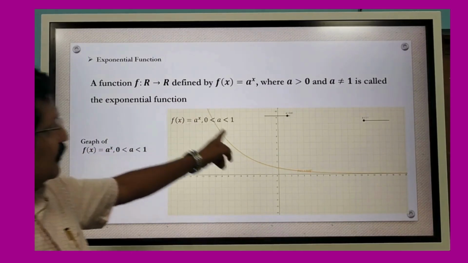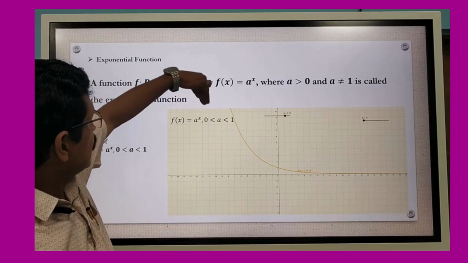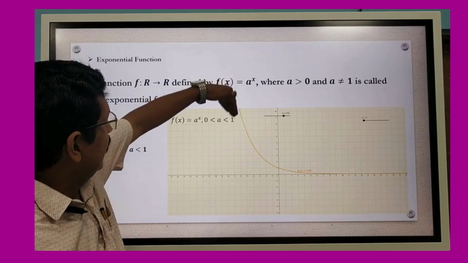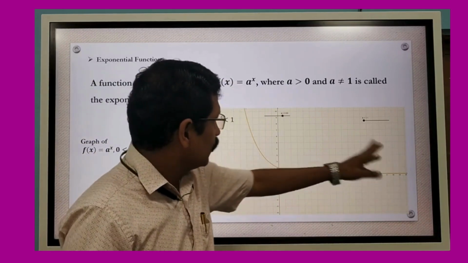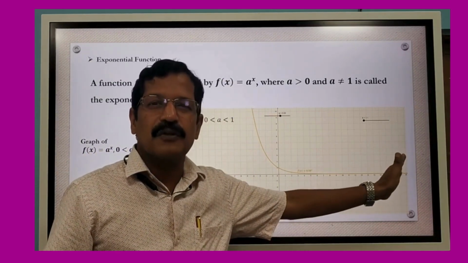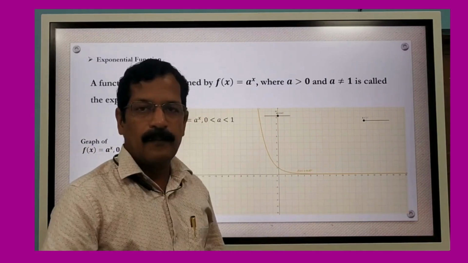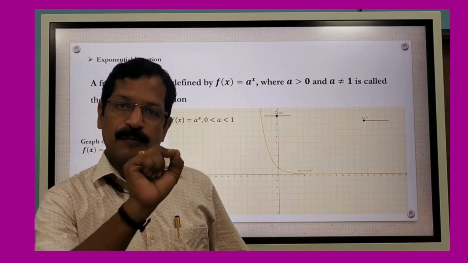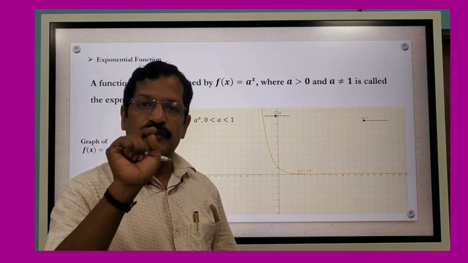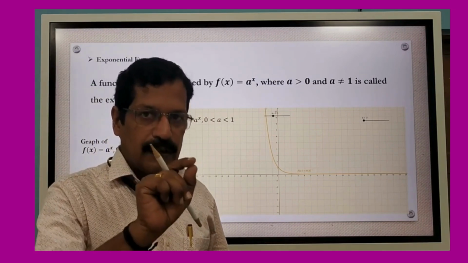So here the graph is this way. This is the graph. So f of x is equal to a raised to x, where 0 less than a less than 1. The graph is this way. So when a changes, the graph comes closer and closer to y-axis. And of course it passes through the point 0, 1. So the exponential function graph passes through the point 0, 1, when a is between 0 and 1.